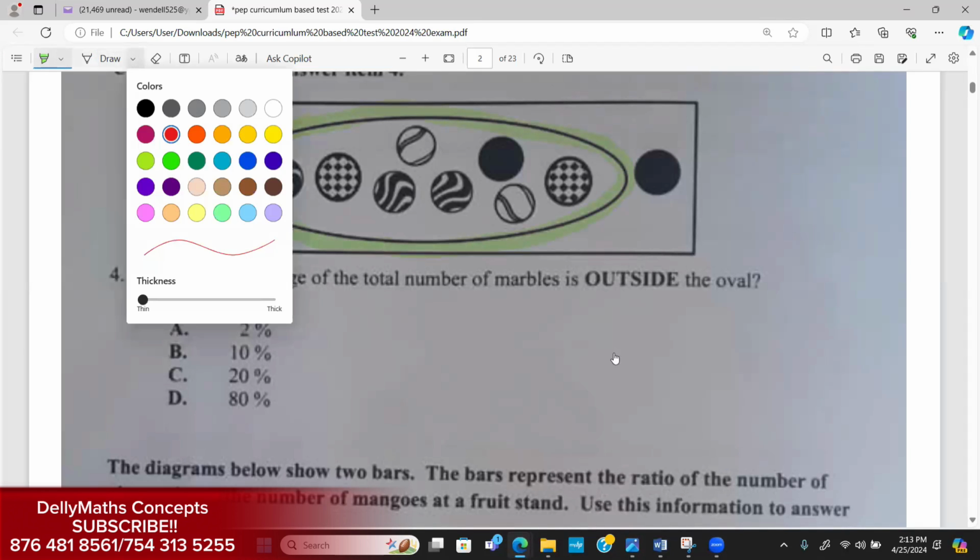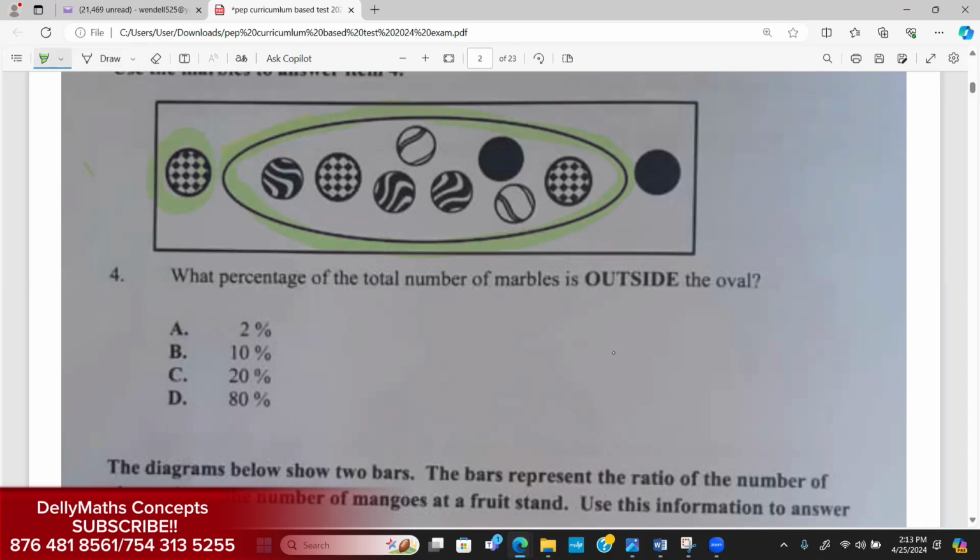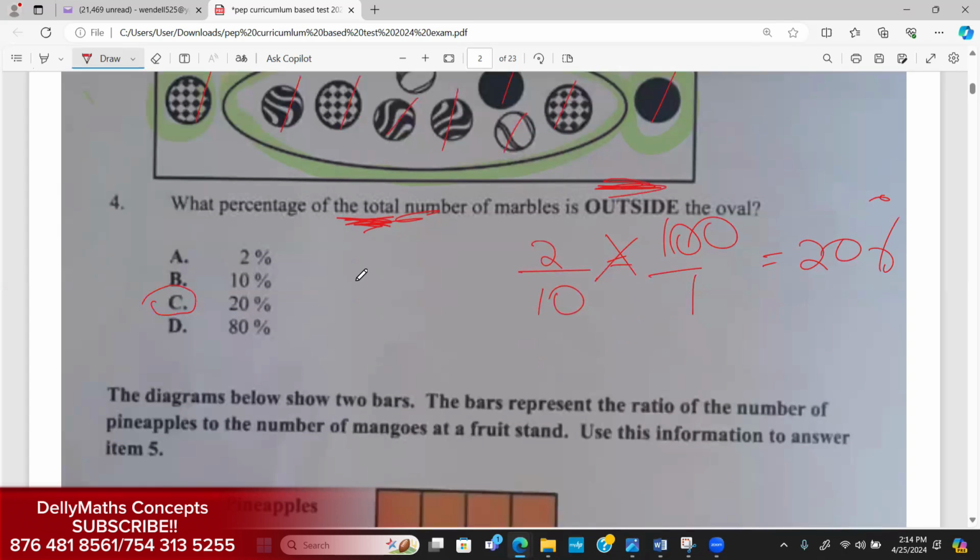And those that are outside the oval, we have 1, 2 things that are outside the oval. So the question is, what percentage of the total? Context, total. So we have 2 out of a total of, let's count, 1, 2, 3, 4, 5, 6, 7, 8, 9, 10. So that's 2 out of 10. And 2 out of 10, if you just times this by 100, you're going to get your 20%, right? So that is actually 20%. The answer is C, right? So we're referring to those that are outside the oval. 80% is inside, but outside is what we're focusing on. All right, let's keep going.